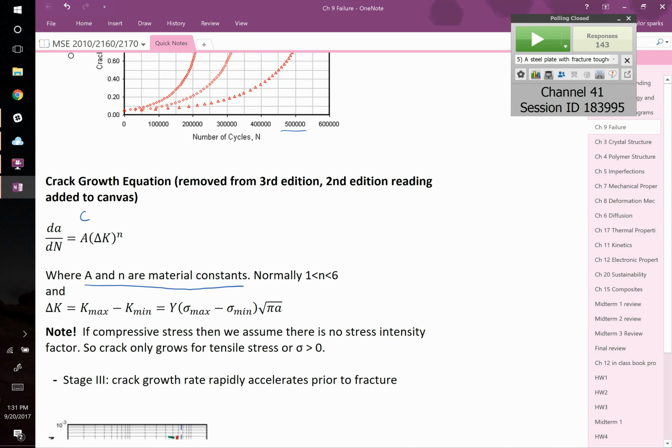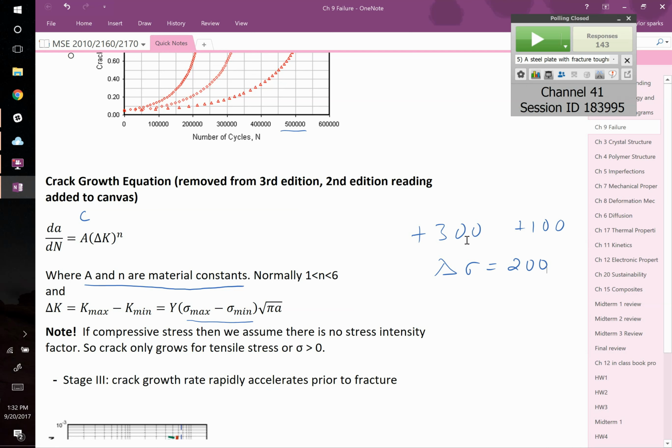And then delta K is just your Kmax minus your Kmin, and K is just equal to Y times the stress times the square root of pi a. So all we're doing is taking the range in your stress. And in this class, we're only considering positive stresses. So if the stress ranges between positive 500 and negative 250, your stress range is just 500. If it ranges from positive 300 to positive 100, then your delta stress is just 200, right? We only care about the positive stress because that's when it's under tension, okay?